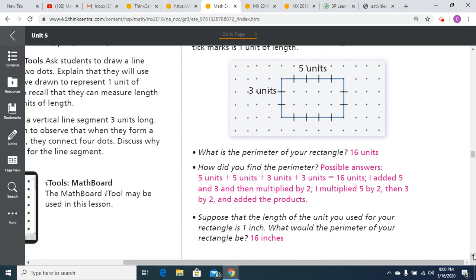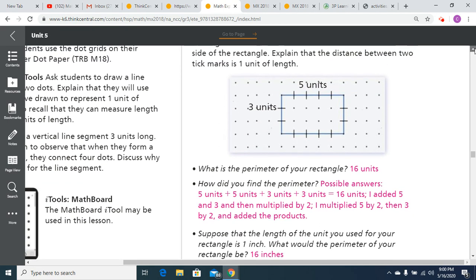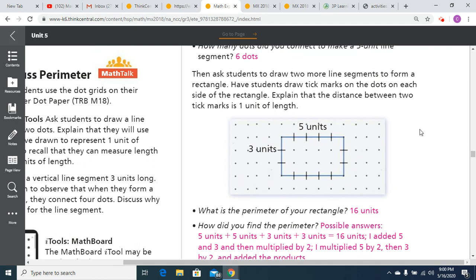Now, with no further ado, your next assignment is going to be to go to Mathletics so that you can practice how to find perimeter in different shapes.